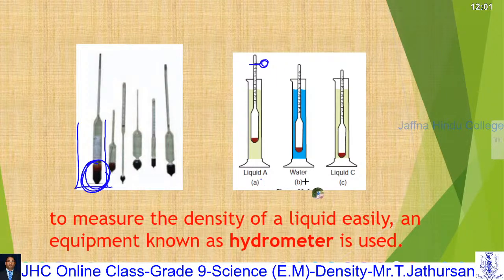Liquid A, liquid B, liquid C. Which liquid has the higher density of solution, A or B or C? Higher density: A, then B. Liquid C has a low density, because C has a low density.